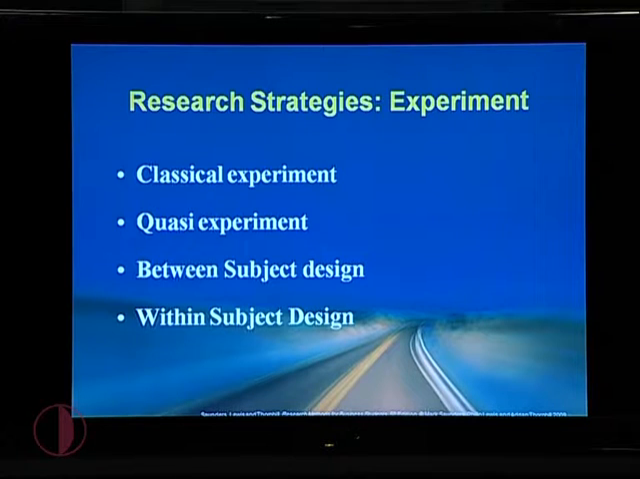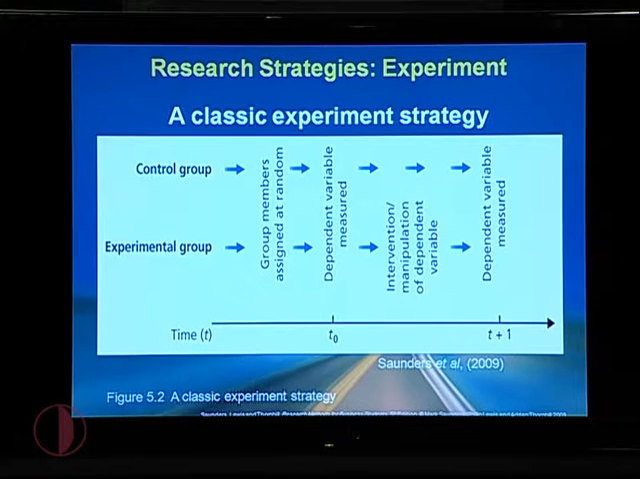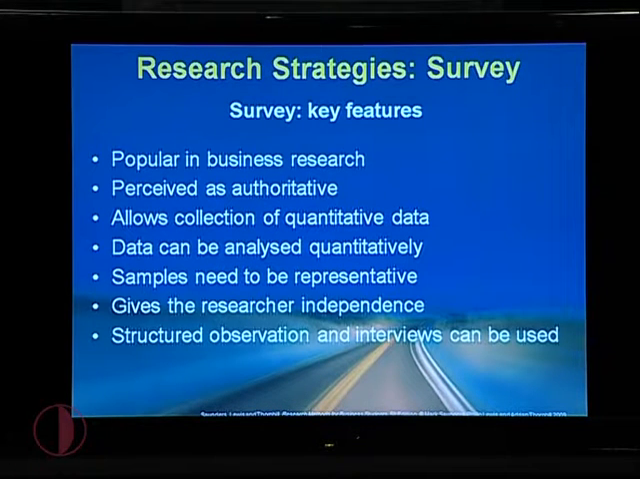In the experiment, there are the classical experiment, the quasi-experiment, between-subject design and within-subject design, and it depends on the experimental group and control group with the time scale, with group members assigned at random. The dependent variable is measured according to the cause and effect from independent variables, then the intervention, and finally the dependent variables are measured according to the time.